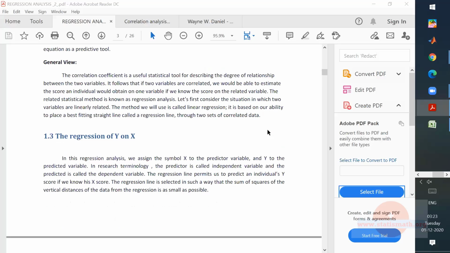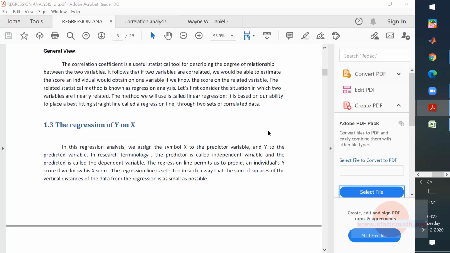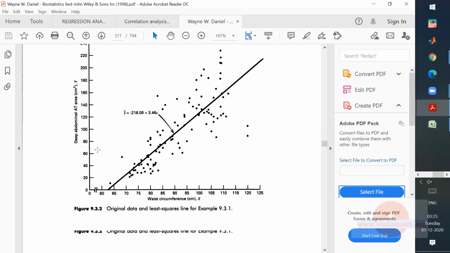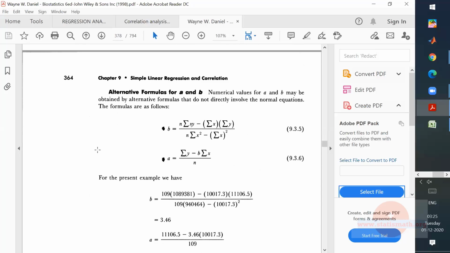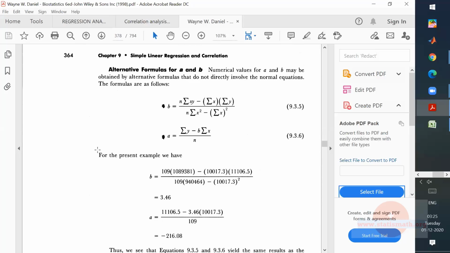Now I'm going to take you to the regression model. The regression line y on x. That means you have the data on x and y, and you're predicting a model y on x. Y is the dependent variable, and with the help of x, you are predicting y. So take this formula, these two formulas, equations 9.3.4. These two are called regression coefficients.